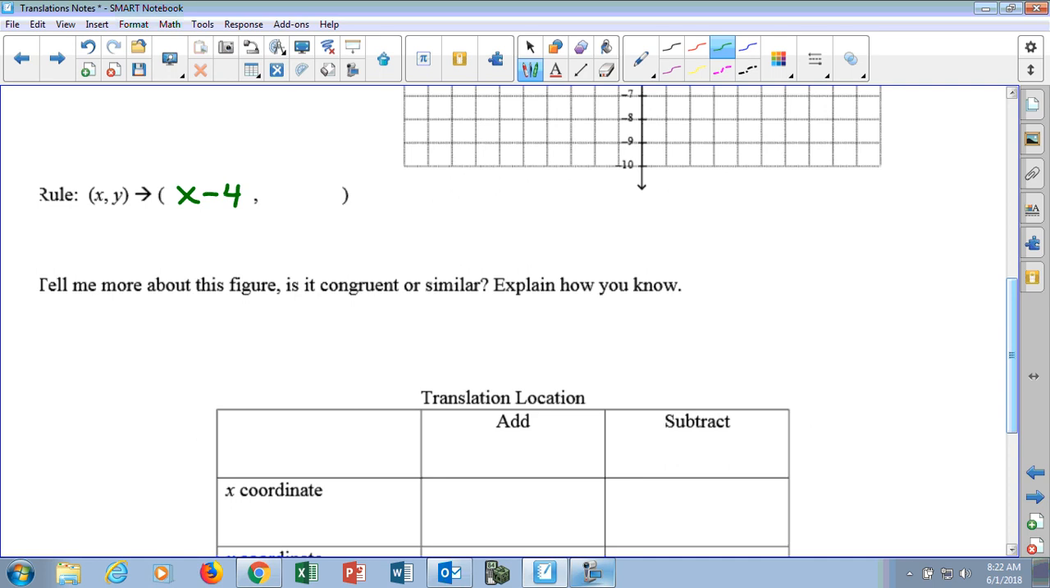And then what's our y rule? Who can tell me my y rule? Tim? Y plus 5. Very good. So when you see this, you know you go 4 to the left and up 5. That's what that rule means. Okay?